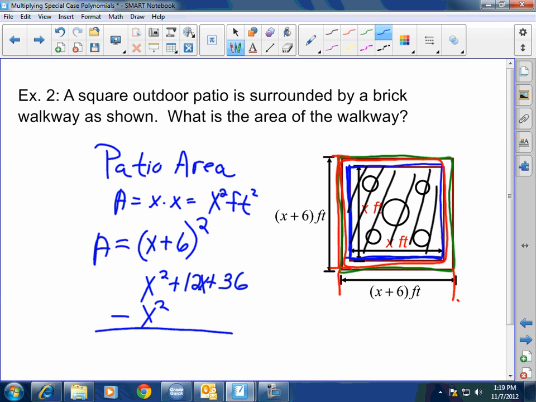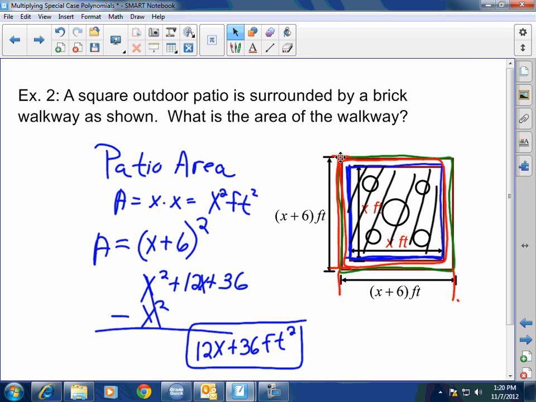We know how to do this already because we learned that yesterday, right? We combine like terms. The x squareds cancel. And my area is going to be 12x plus 36 feet squared. Does that make sense, gentlemen? You sure? Promise? All right, awesome.